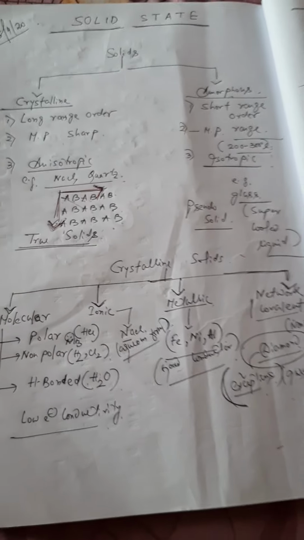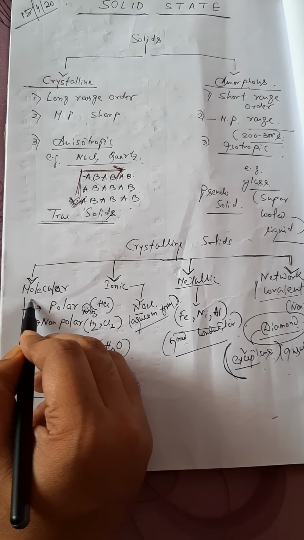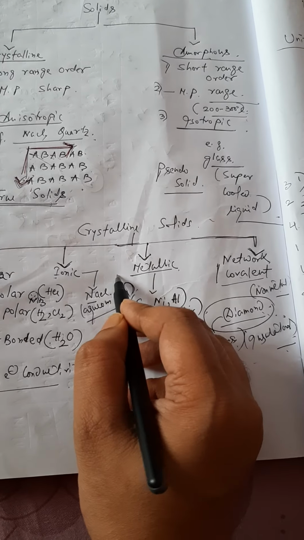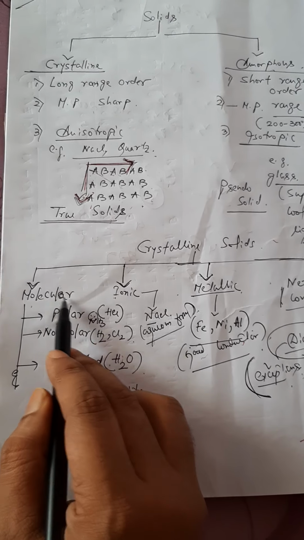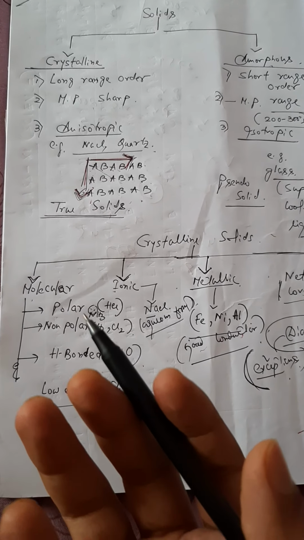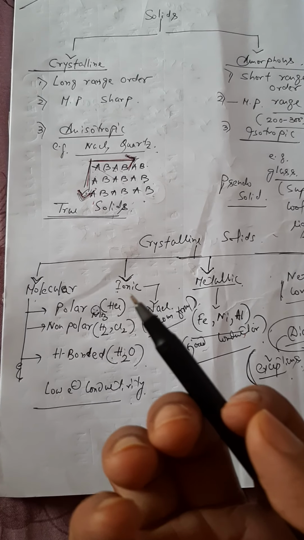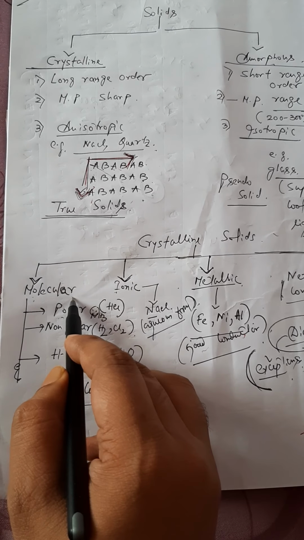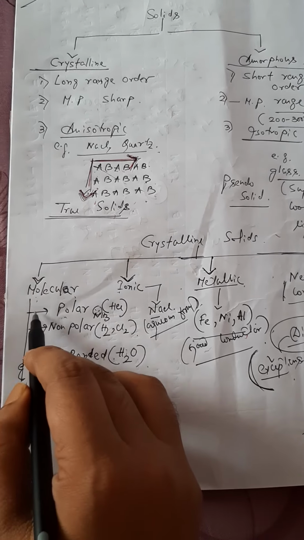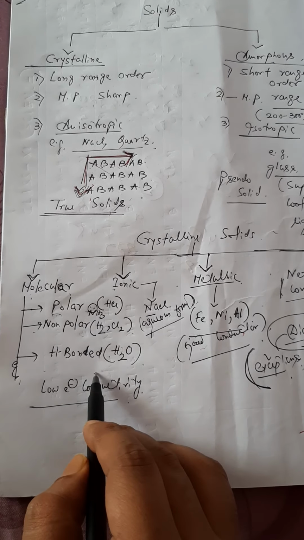The crystalline solid can be classified into four parts. You can see the first part is molecular, then ionic, metallic and network or covalent. Molecular means molecules like H2, Cl2, HCl, ammonia, H2O, whatever molecule it is. In molecular solid there are three classifications: polar, non-polar and hydrogen bonded solid.